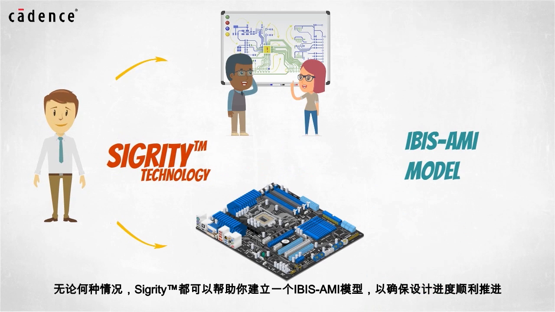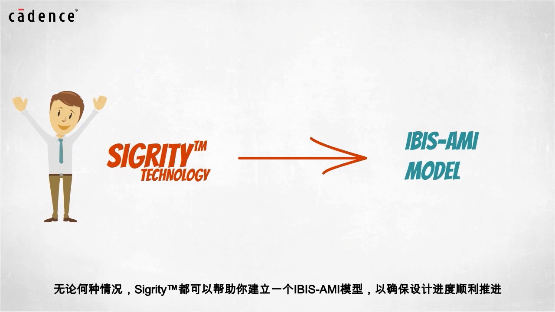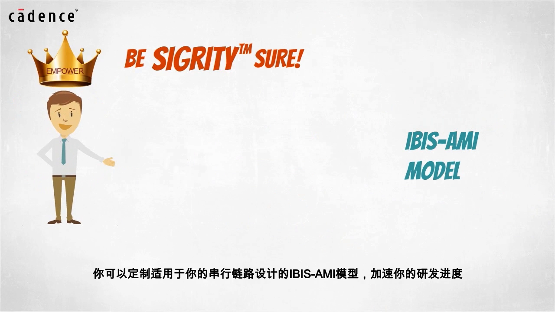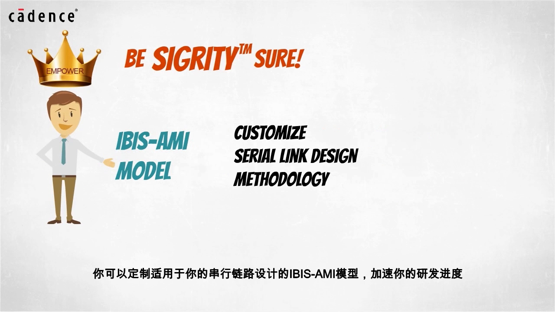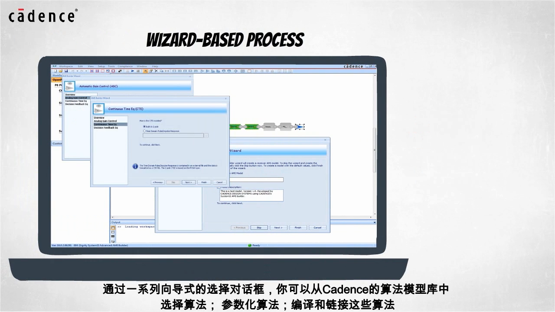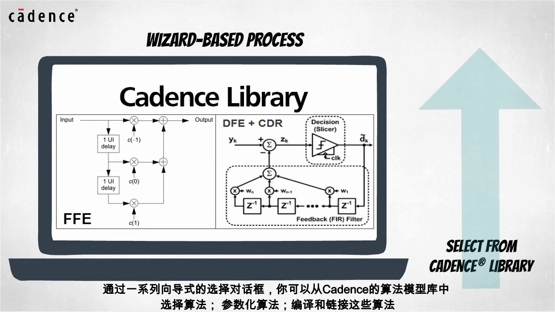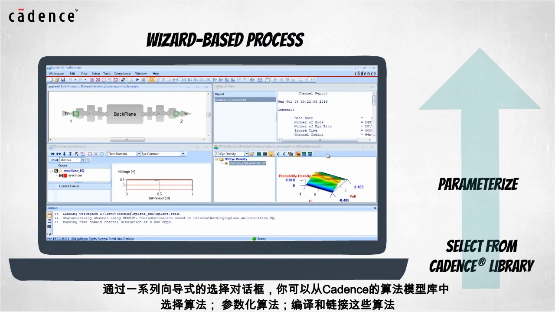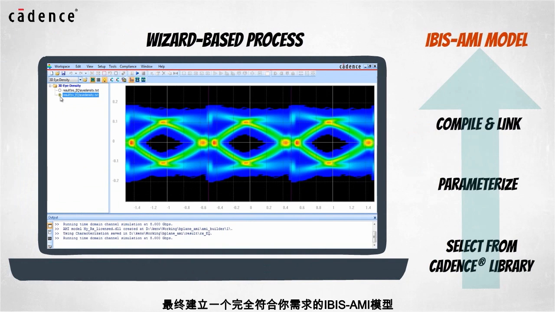In either case, Sigrity can help you create an IBIS AMI model that will allow you to move forward in your design process. Being empowered to create your own IBIS AMI model lets you customize your serial link design methodology and accelerate your time to sign off. The wizard-based process lets you select equalization algorithms from the Cadence library of equalization routines, parameterize those algorithms, and compile and link them together, creating an IBIS AMI model that will behave just as you expect.